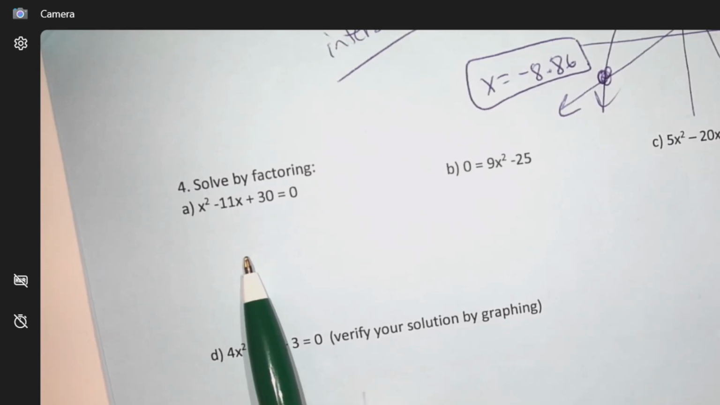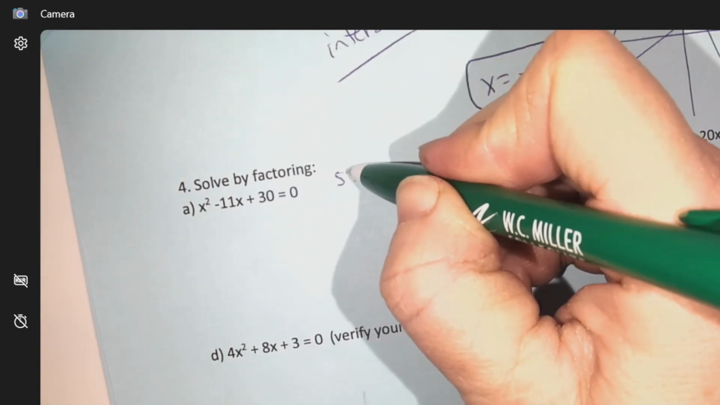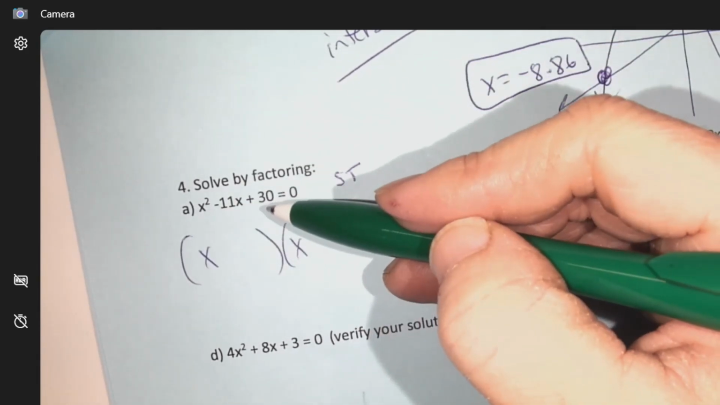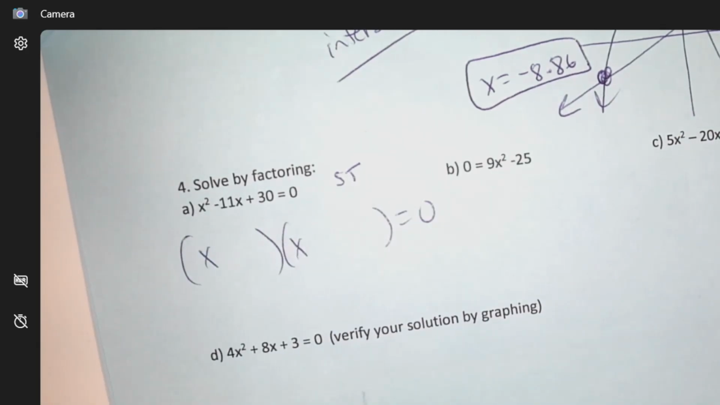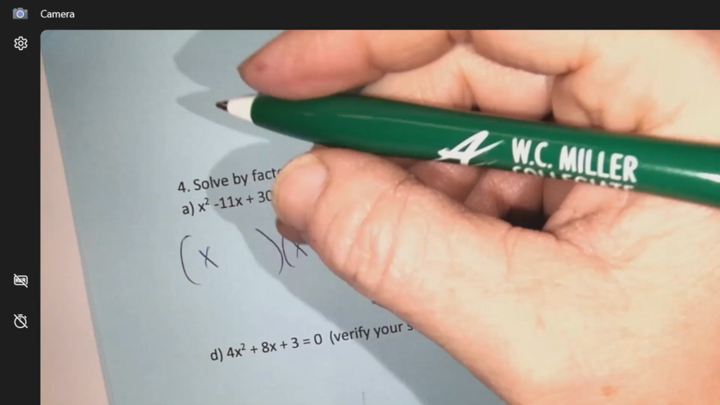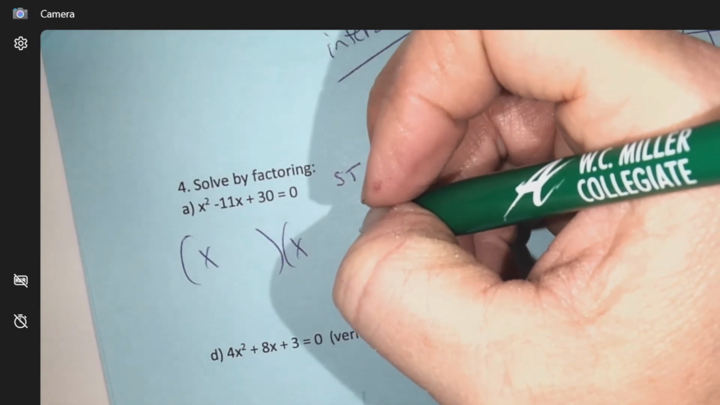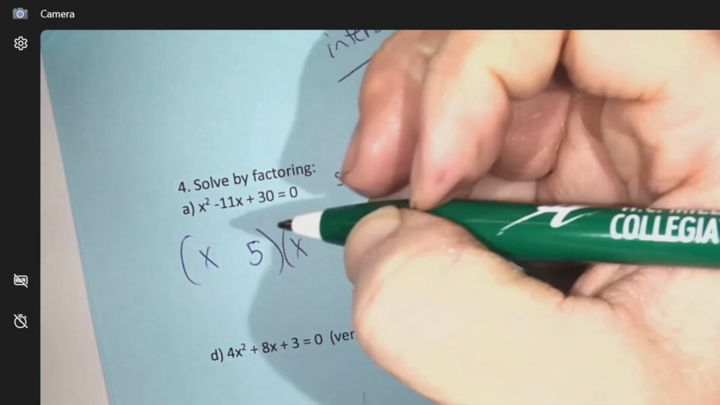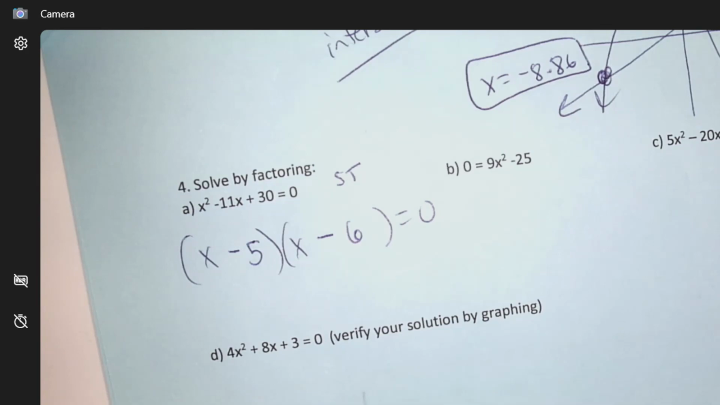Okay, so this one I'm going to do a simple trinomial because it has 3 parts, and simple because it has a 1x squared. So I'm looking for multiples of 30. I need something times something to make 30, and then it needs to make an 11 if I add them together. Can you think of multiples of 30? 5 times 6, minus minus. Does that multiply to plus 30? Add to negative 11?